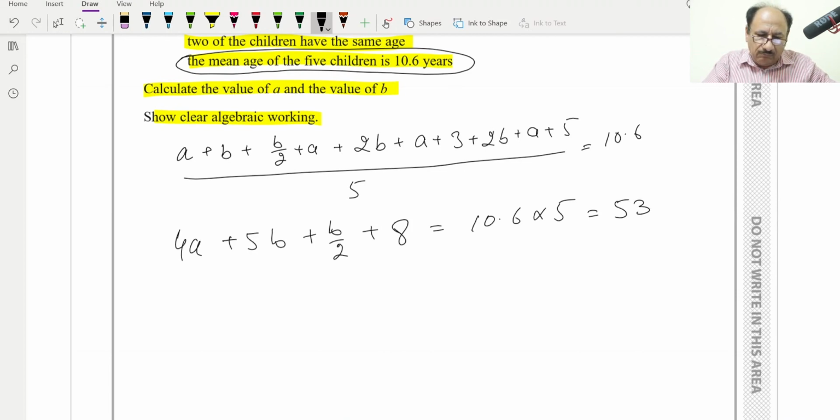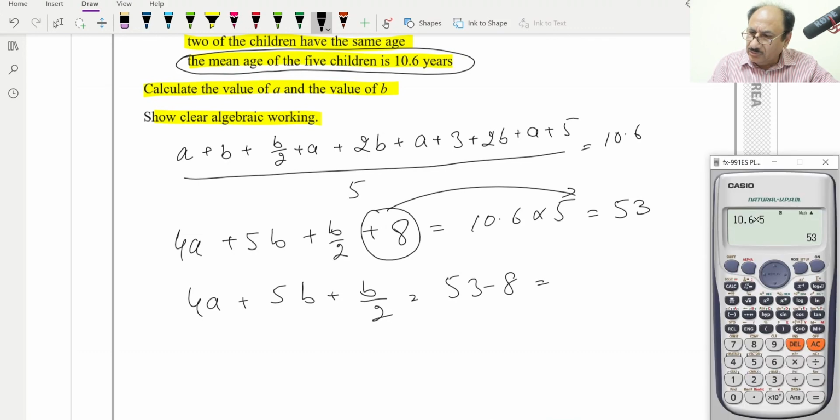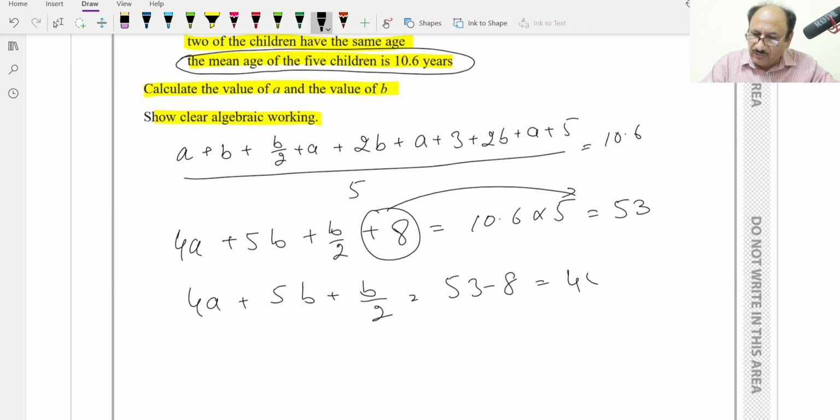Now we can combine this 4A, we can write it as 4A plus, otherwise what we will do, we can shift this 8 to the other side, and this will be 4A plus 5B plus B by 2 is equal to 53 minus 8 will be equal to what? 53 minus 8 is equal to 45. So we can write here 45.